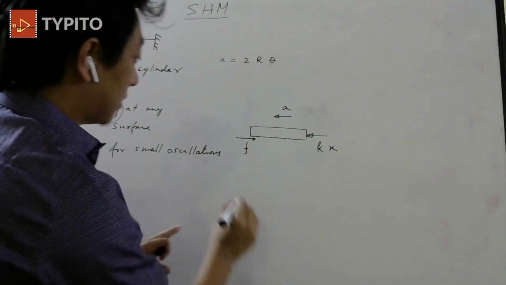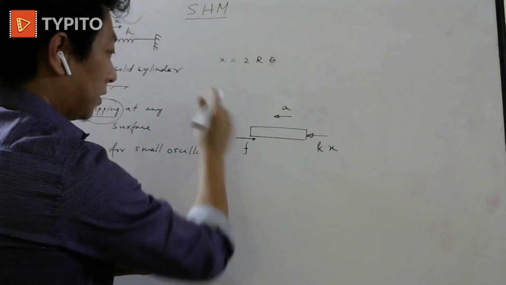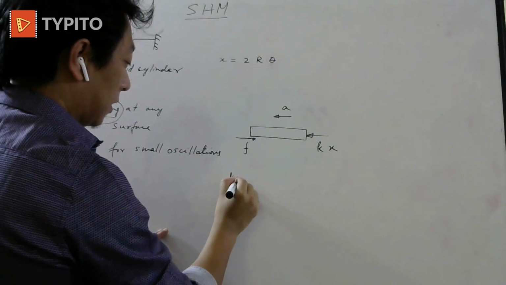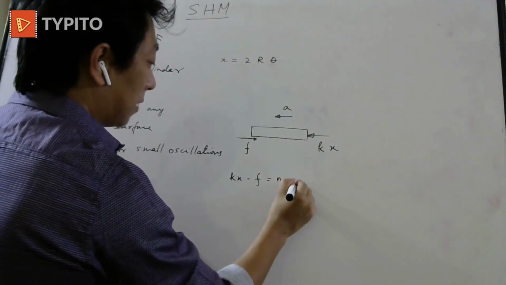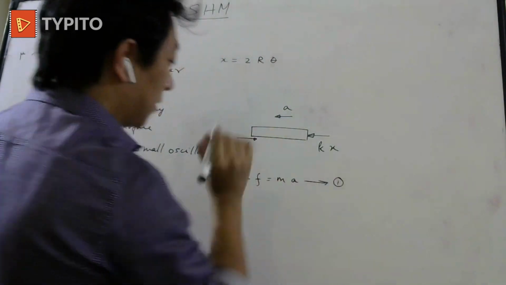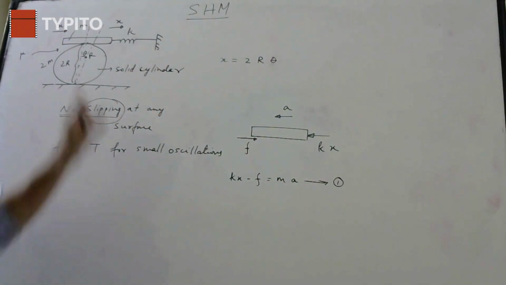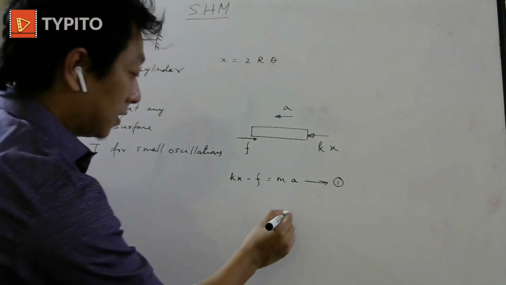Then you can write Newton's second law for this. Since acceleration is this side, kx minus friction equals mass of the plank, m, times A. This is equation 1. So this equation we have developed for the plank. Now let us see the cylinder.